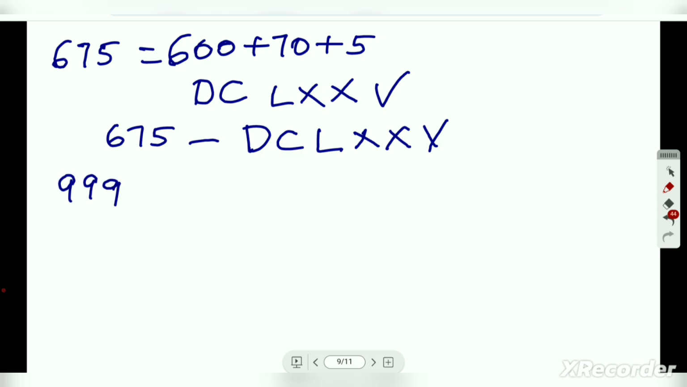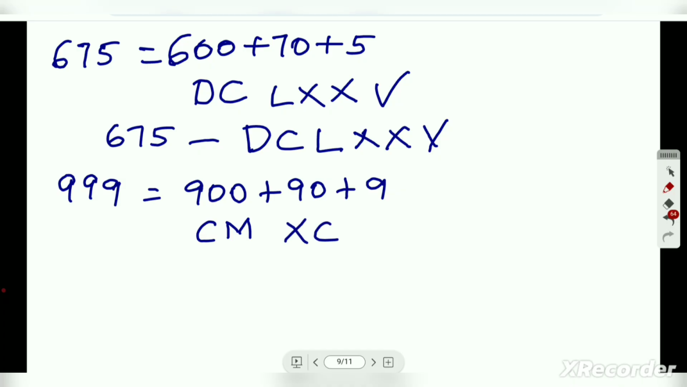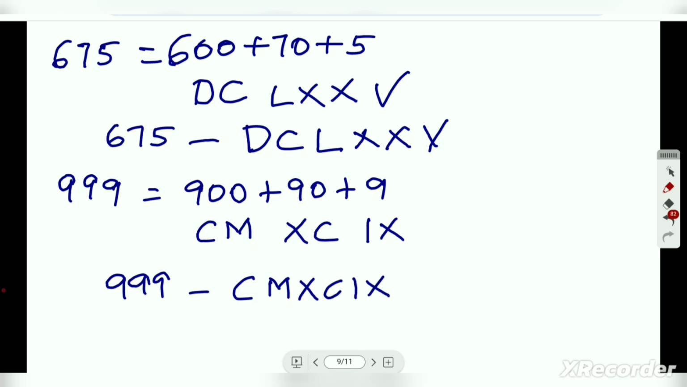Now let's try a number which is close to 1000. 999. Okay. Break it. 900 plus 90 plus 9. 900 is CM. 90 is XC. And 9 is IX. So combine everything. 999 is CMXCIX.